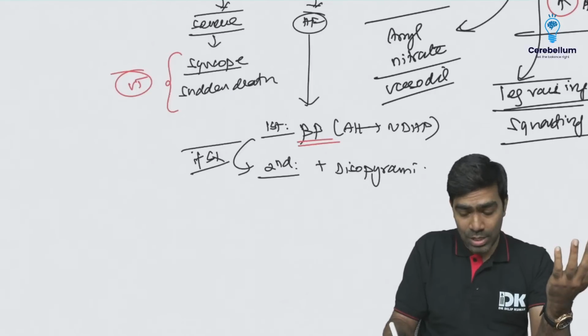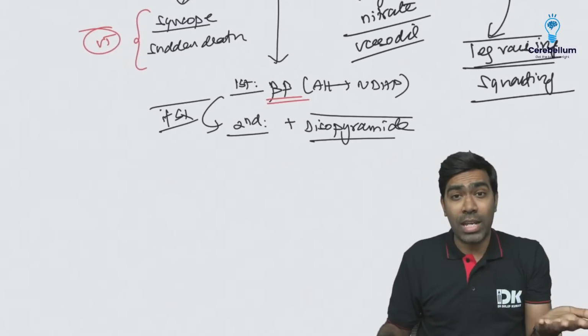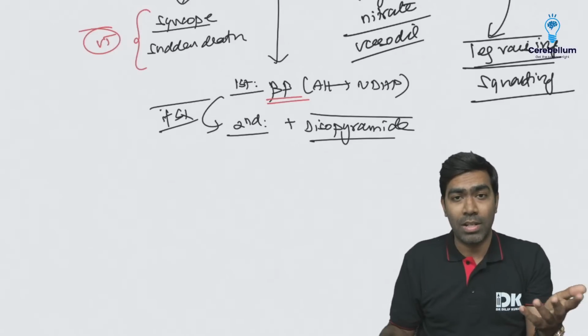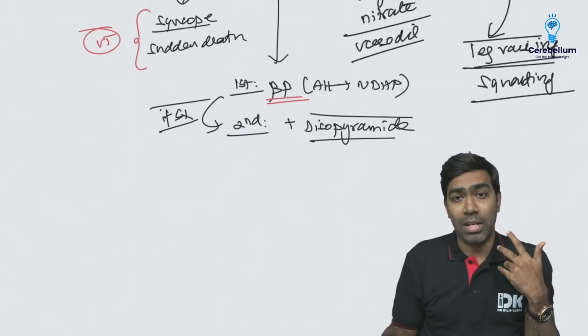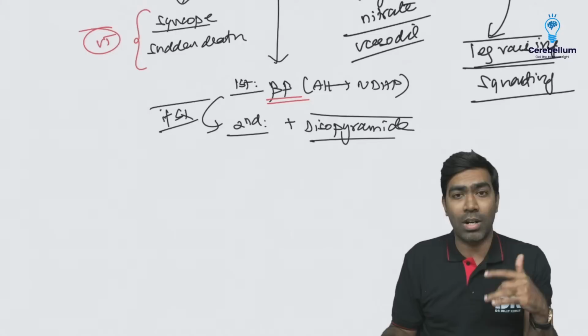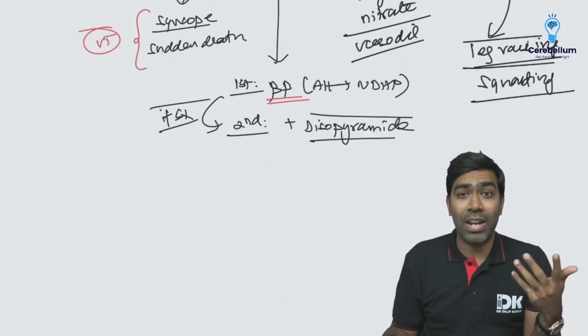Even this is an exam question. Disopyramide is a class 1A antiarrhythmic drug. You all know, isn't it? Class 1A: procainamide, disopyramide, quinidine in Vaughan-Williams classification. Class 1B: lignocaine, phenytoin, mexiletine. Class 1C: flecainide, propafenone, moricizine. Class 2: all beta blockers except sotalol. Class 3: ibutilide, dofetilide, amiodarone, dronedarone, sotalol, and vernakalant.